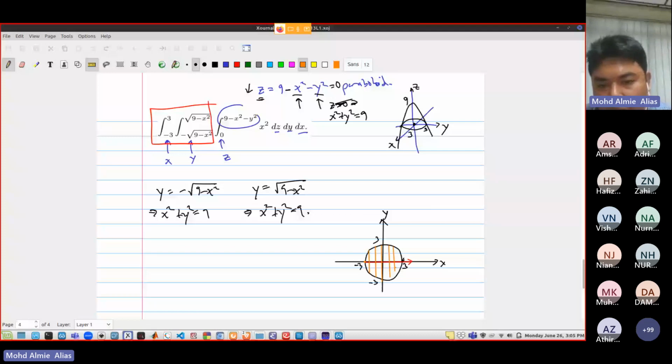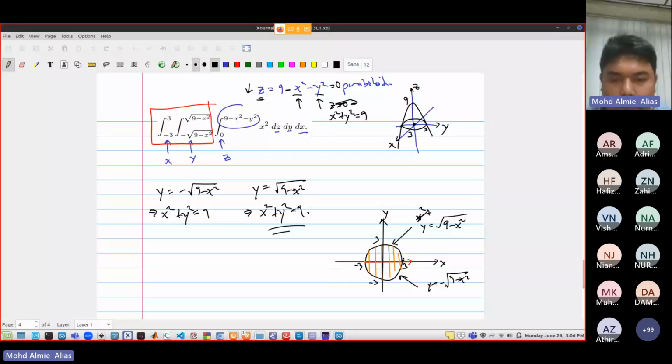Sorry, I forgot the ruler. Since it's a circle with radius 3, it's x squared plus y squared equals 9. But in terms of y, it is y equals the square root of 9 minus x squared, and this is y equals minus the square root of 9 minus x squared. So this is actually the full circle. This is your r.